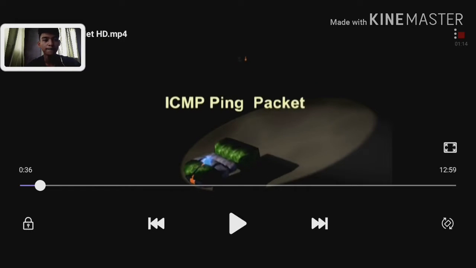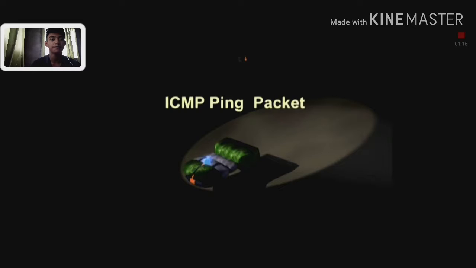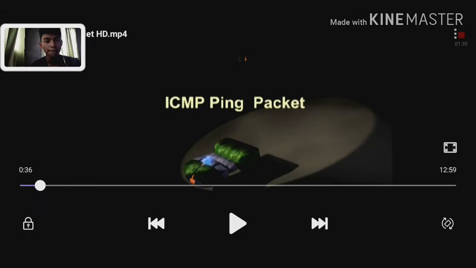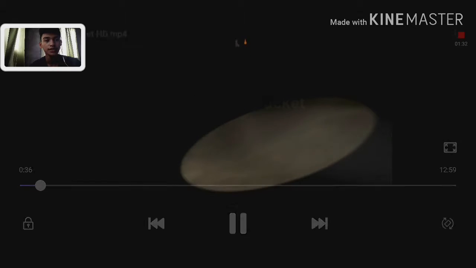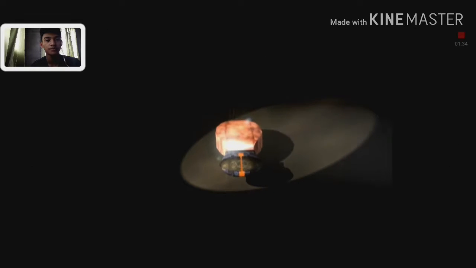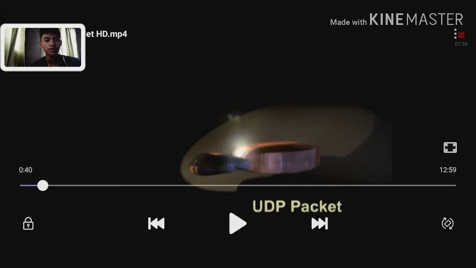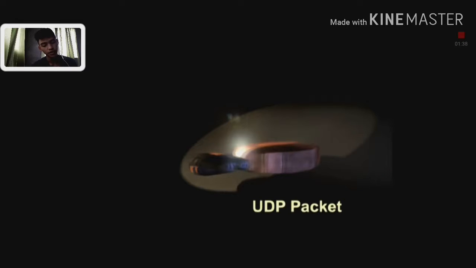Now the ICMP ping packet uses the Internet Control Message Protocol, or ICMP, echo function, which is detailed in RFC 792. The other one is the UDP packet. In computer networking, the User Datagram Protocol is one of the core members of the Internet Protocol suite.